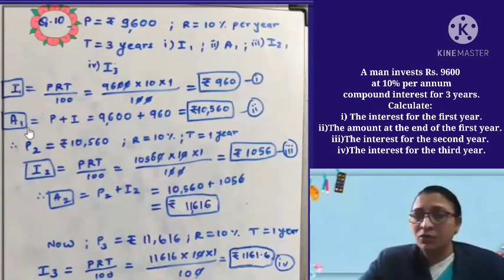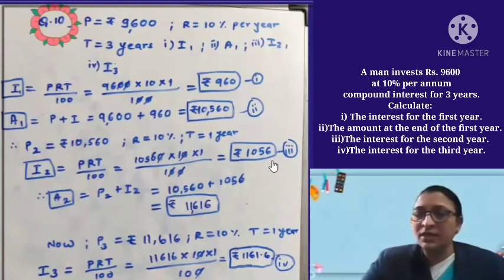As we know, the amount of the first year is nothing but the principal of the second year. So the principal of the second year is equal to rupees 10,560. Rate is 10% and time we will take here as another year from the 3 years. So interest for the second year is equal to principal into rate into time upon 100, is equal to 10,560 multiplied by 10 into 1 upon 100. On calculating, we get rupees 1056. This is the solution of your third question. That is, the interest for the second year is 1056 rupees.